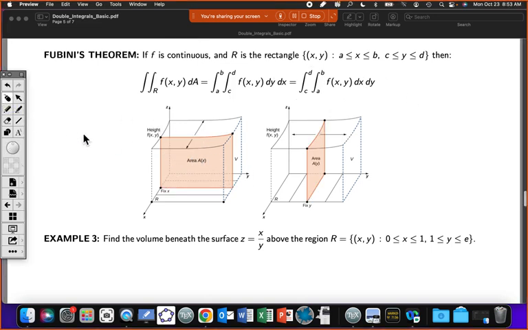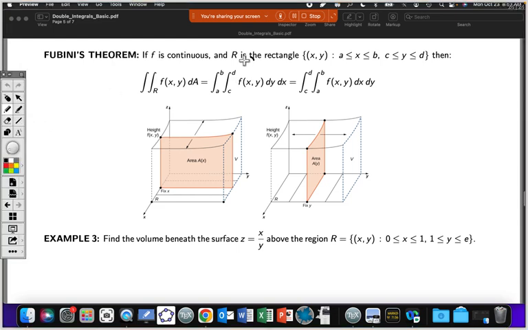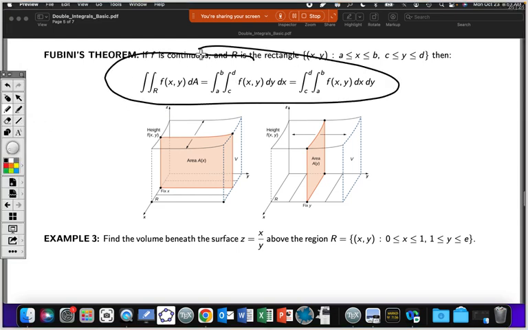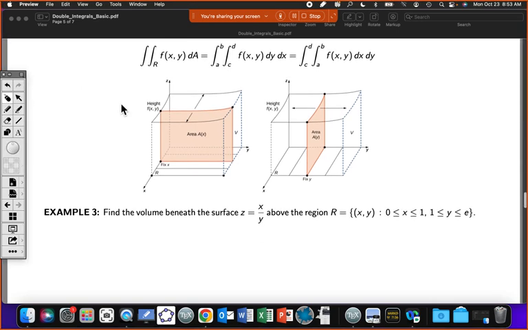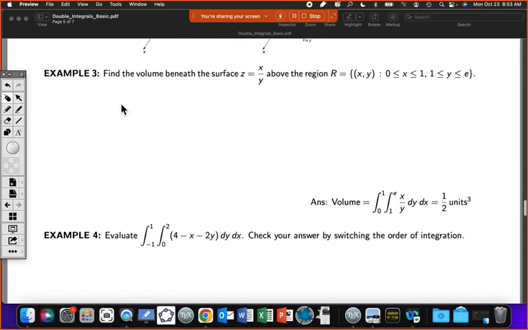And you can use this result to prove that the mixed partials are the same, which we'll probably get to tomorrow. Well, actually, we should have time to do that tomorrow.